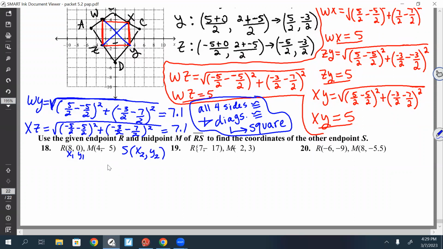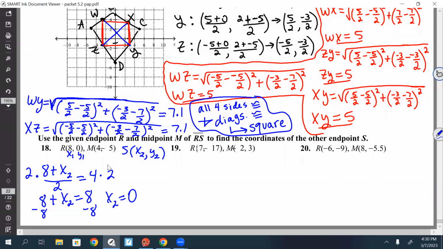So x1 is 8, so 8 plus, now I don't know the x coordinate of point S, divide by 2, but I know if I put those two in the midpoint formula, it should give me the x coordinate for my midpoint, which is 4. So now just solve this. We're going to do times 2 and times 2. So 8 plus x2 equals 8. And then subtract 8 from both sides. So the x coordinate for point S is going to be 0.